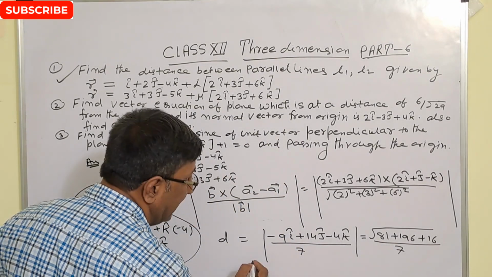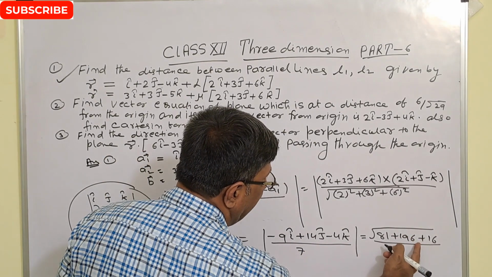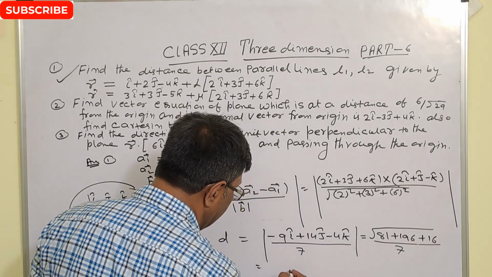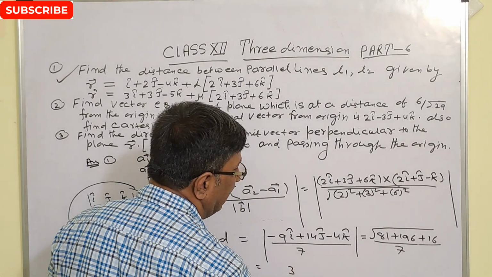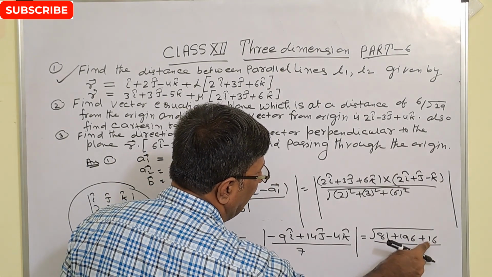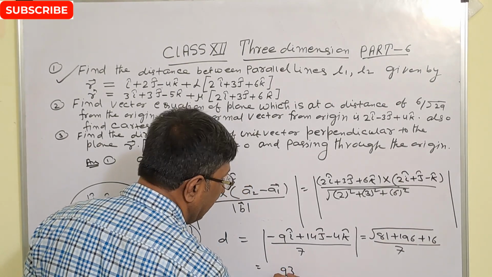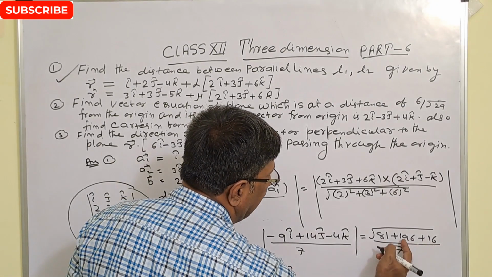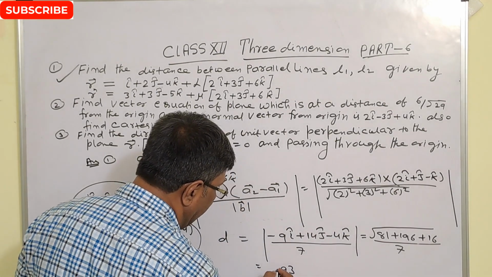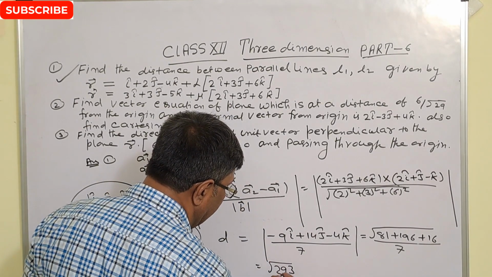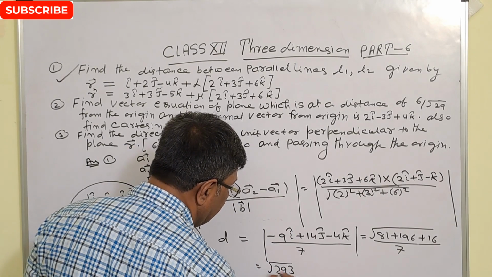So we can write this: 6 and 6 is 12, 12 and 1 is 13, carry 1. This is 1 and 2, 9 is 11, 11 and 8 is 19. And this is 1 and 2. So 293 upon root under 293 upon 7.